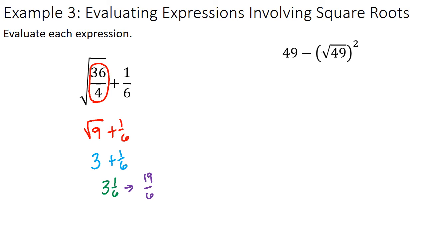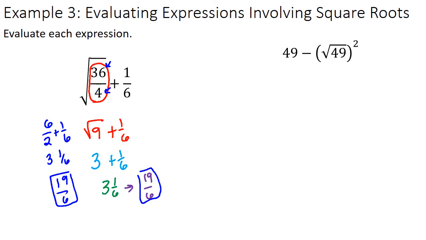Then the second way that we could look at this is we could see, oh, 36 is a perfect square and 4 is a perfect square. That is going to give me 6/2 plus 1/6. That's going to give me 3 1/6, which is going to give me 19/6. So perfectly valid ways of going about and solving that.